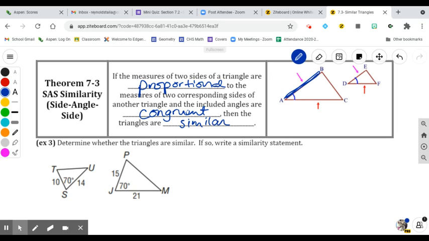Remember, included angles are, if I have this side and this side, the included angle is where they touch. So angle A here. If I have this side and this side, the included angle is where they touch. So here. So it has to be the included angle. It couldn't be one off to the side like that. It has to be where the two marked sides touch.